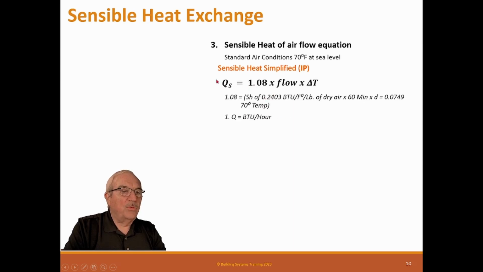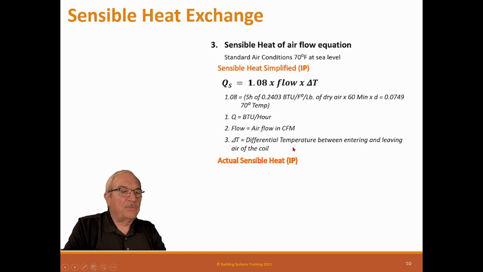So Q equals BTU per hour. Flow is airflow in CFM. And delta T is the difference between the entering and leaving air of the coil, in temperature Fahrenheit.